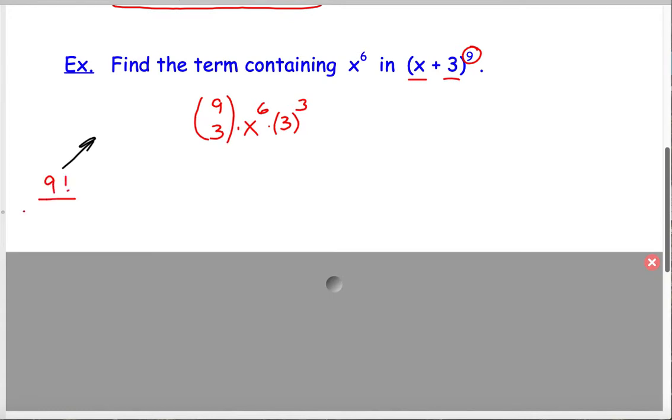9 factorial over 3 factorial, 6 factorial. That's going to be 9 times 8 times 7. The rest cancel with the 6 factorial. Over 3 times 2. 12 times 7 is 84. So we get 84 x to the 6th times 27. And then I have to multiply 27 times 84.